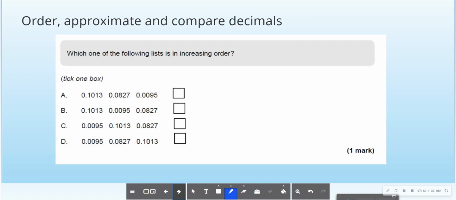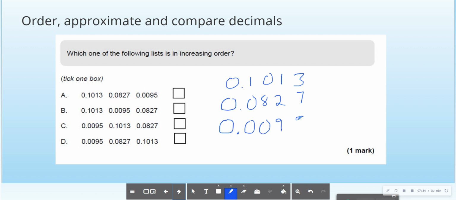Ordering decimals. So again, when I'm ordering my decimals, I'm just going to write them all out. So I'm just going to pick the top one. I'm going to write out all 3 of them on top of each other. 8, 2, 7. Keeping the digits as on top of each other as I can. 0, 0, 9, 5.